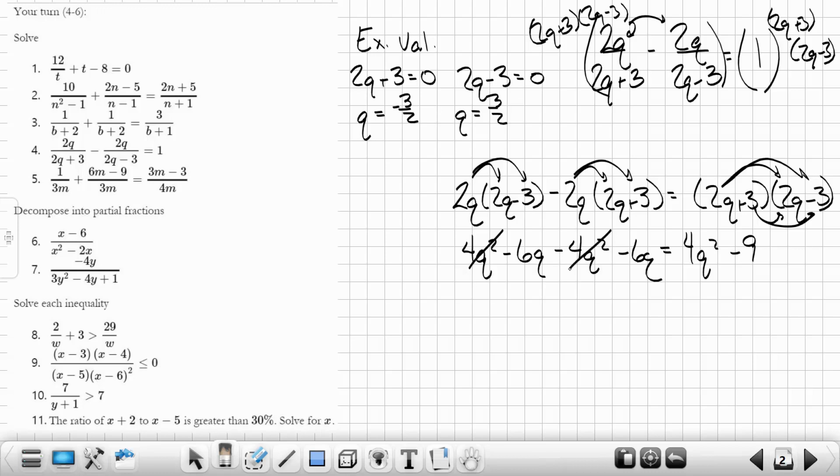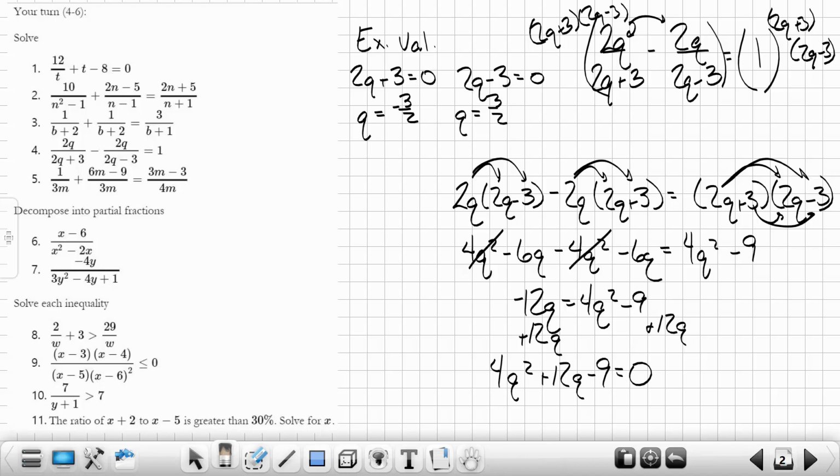Let's move the terms. I guess I'll do two steps. So I've got 4q squared plus 12q minus 9 equals 0. So that is going to factor very well to 3 halves and negative 3 halves, which means this will have no solution.